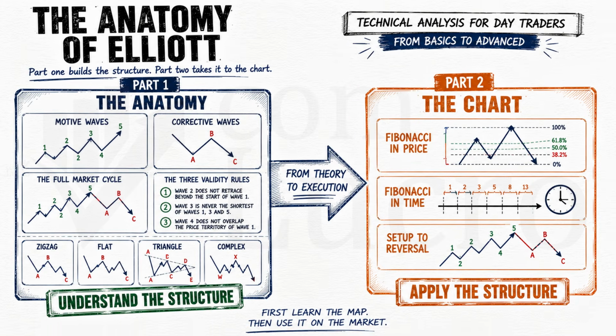So today we're continuing our technical analysis for day traders, from basics to advanced series, with the theory behind that rhythm. This is part 1, and it's the anatomy. Motive and corrective waves, how they build a full market cycle. The 3 rules that decide whether a count is valid at all, and every shape price can form inside a correction. Part 2 takes it to the chart. Fibonacci projections in price and in time, and a complete trade read from setup to reversal.